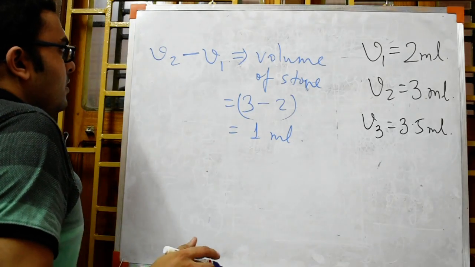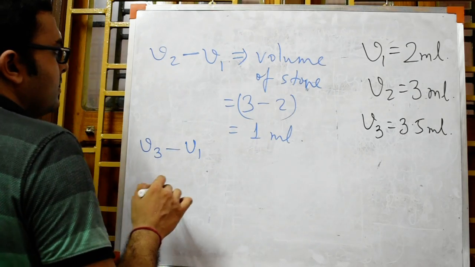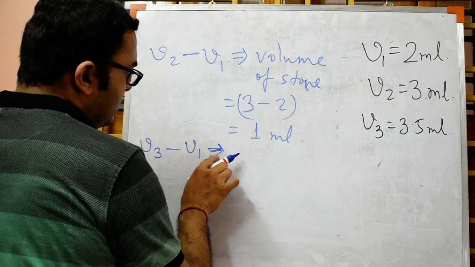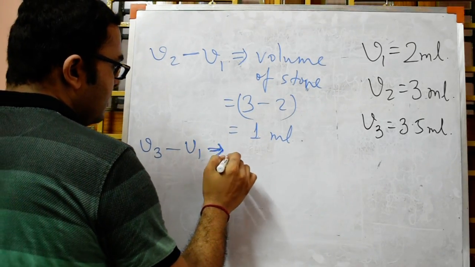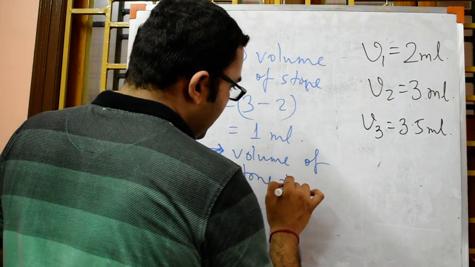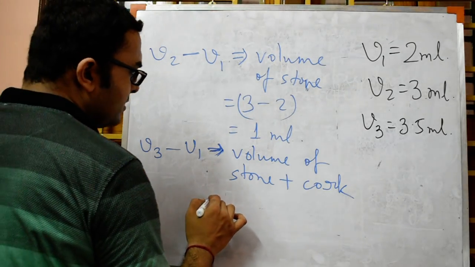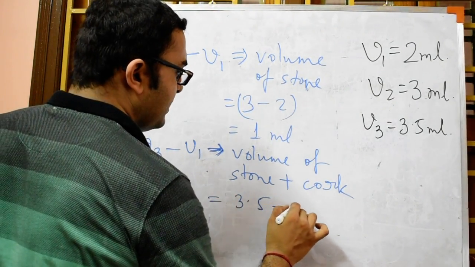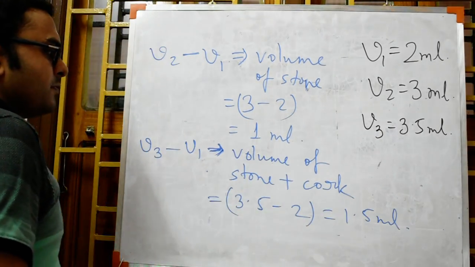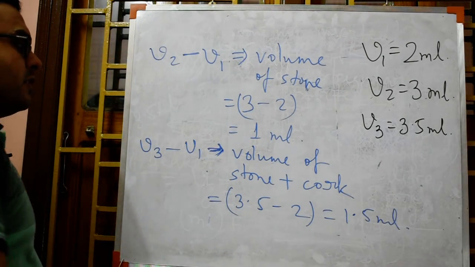Again, if you subtract V3 minus V1, what does this give you? This gives you the volume of stone plus cork. So this comes out to be 3.5 minus 2, so it's 1.5 ml. So this 1.5 ml has both the cork and the stone.